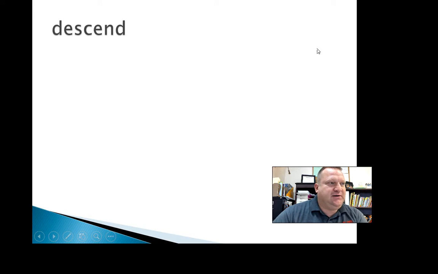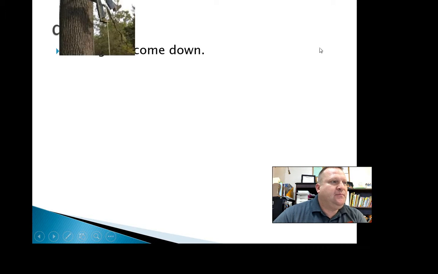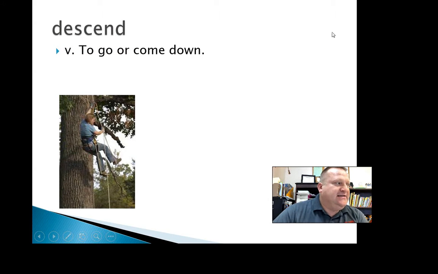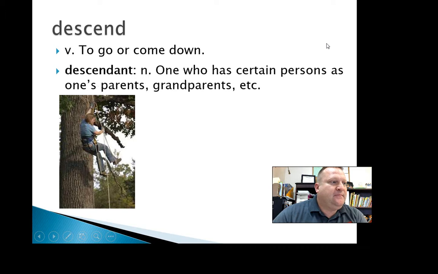Descend is the next word. Descend means to go or come down. So we see this guy up in his tree here. He's easing himself down the rope. He is descending. He's coming down. A descendant is one who has a certain person as their parents or grandparents. This word sometimes can be confusing, but I am a descendant of my parents. I am a descendant of my grandparents.